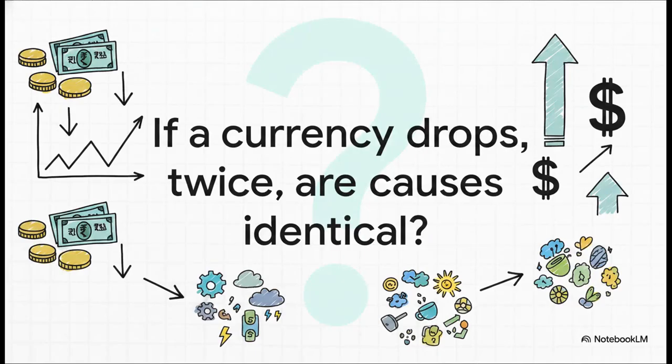So, here's the central mystery we're unraveling today. You've got a currency, in this case the Sri Lankan rupee. You look at the charts and you see the rupee dropping in value against the dollar. The dollar to LKR rate shot up significantly twice in just a few short years. Now, it is incredibly easy to jump to the conclusion that, hey, if a currency tanks twice, the underlying economic disease just has to be exactly the same, right? But is it? Can identical surface results actually stem from completely different root causes?